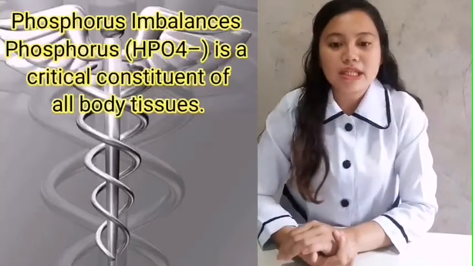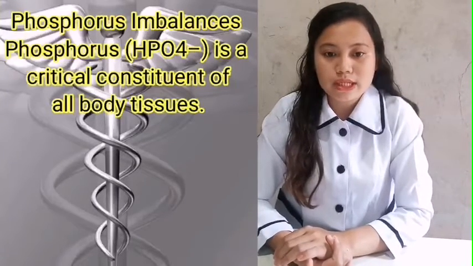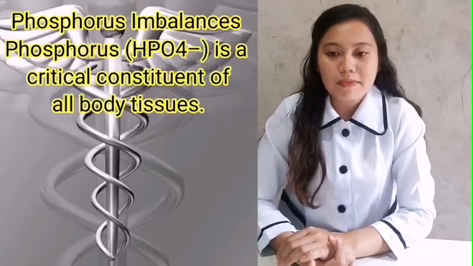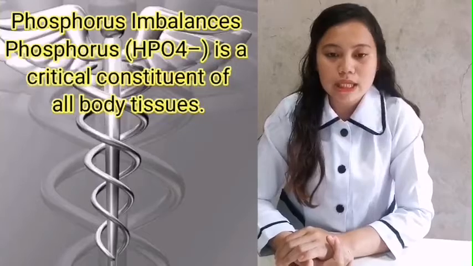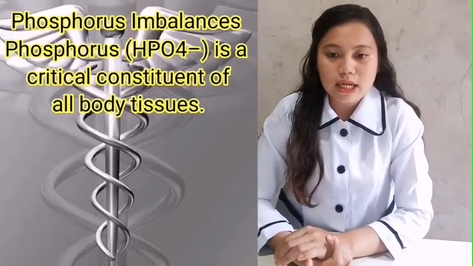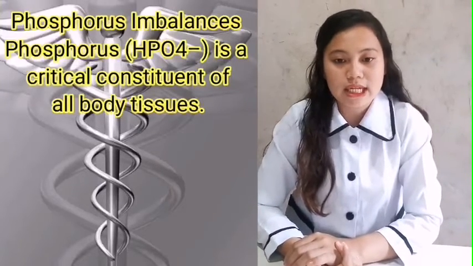It provides structural support to bones and teeth. Phosphorus is the primary anion of the ICF. About 85% of phosphorus is located in bones and teeth, 14% in soft tissue, and less than 1% in the ECF.